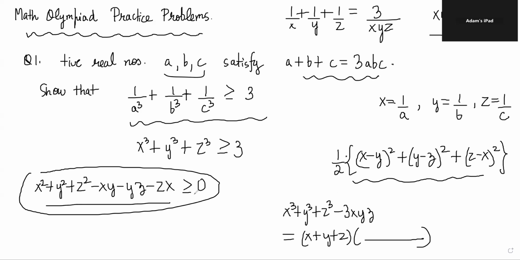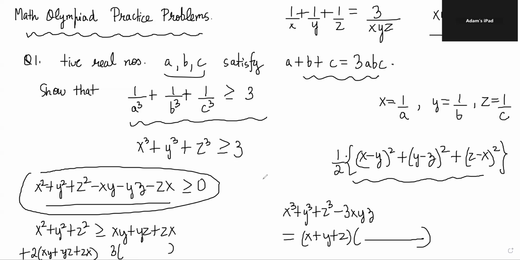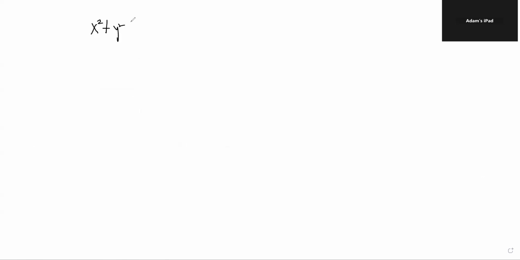So from here, we know that if I write it like this, x square plus y square plus z square is greater than or equal to xy plus yz plus zx. And if I add 2 times xy plus yz plus zx on both sides, this side will become 3 times, right? So basically what you're getting is x square plus y square plus z square is greater than or equal to 3 times xy plus yz plus zx.